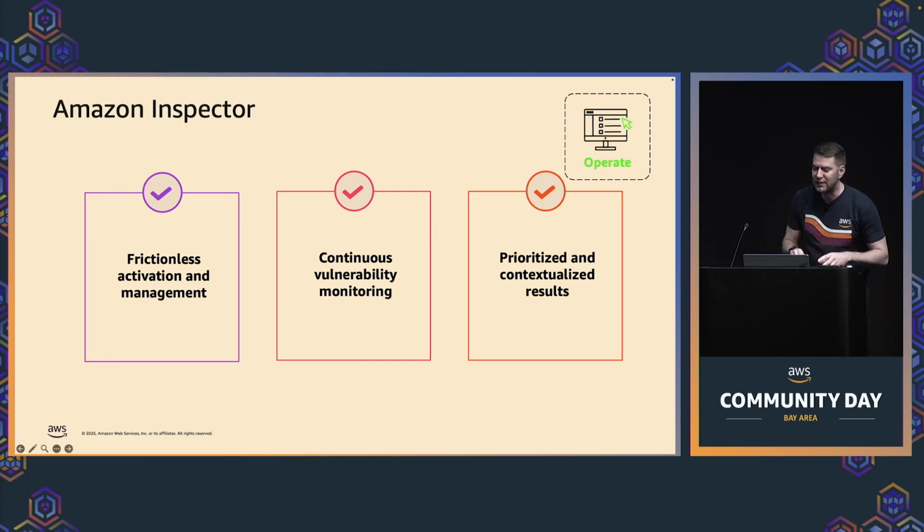And Inspector continuously monitors your software across different accounts and organizations, and it's continuously looking for new vulnerabilities that might emerge days, weeks, or months after deployment. And Inspector is available for EC2, for AWS Lambda, and for Amazon ECR, the repository for your container images.